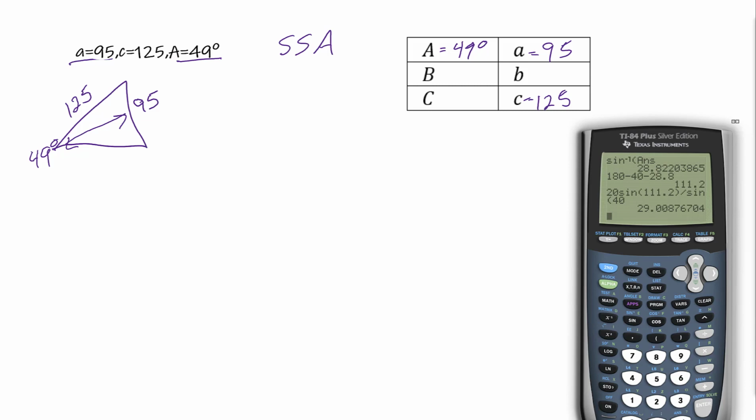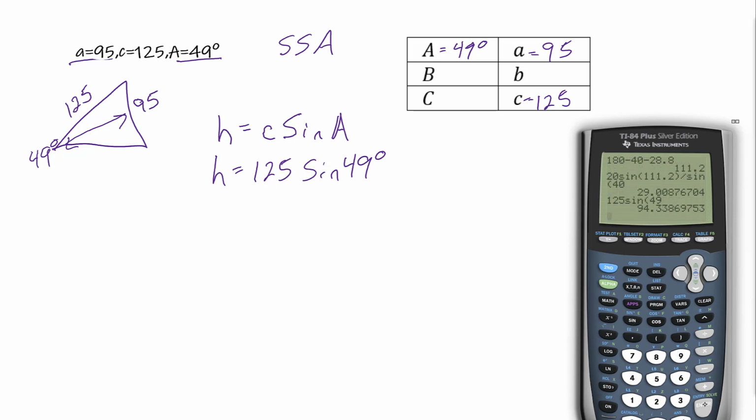So to figure this out, we're going to use our altitude, h. And remember, h was the side that doesn't go with the angle. So in this case, it would be C times sine of the angle that was given. So let's calculate that. H is going to be 125 sine of 49 degrees. And that gives us 94.33. So H is 94.33.